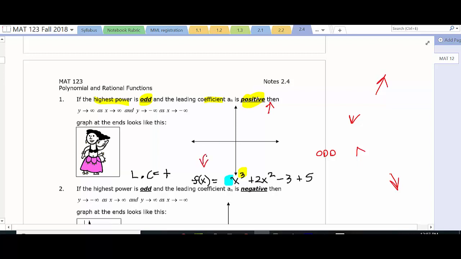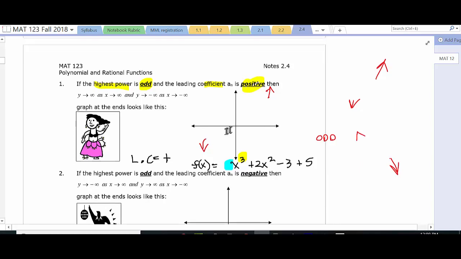What happens in the middle we don't care about. So the idea is, if your highest power is odd and the leading coefficient is positive, that's what the graph does. It looks like this dancer. Is everybody with me there? Okay, it's real simple if you go through and do this.